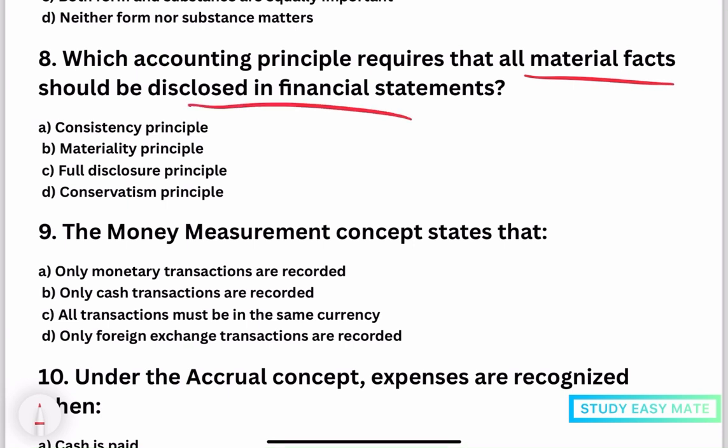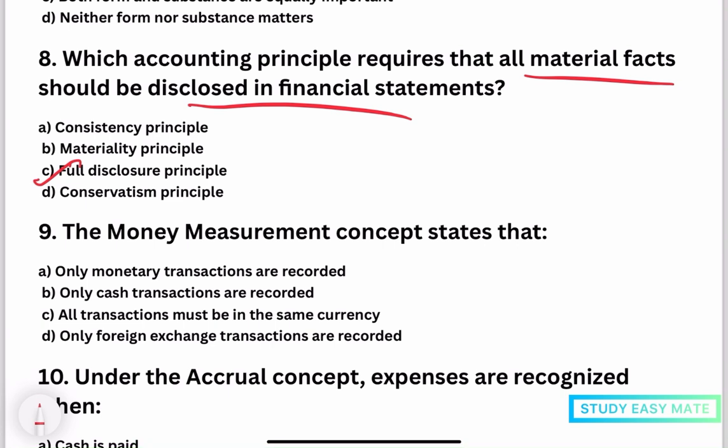So question number 8, which accounting principle requires that all material facts should be disclosed in financial statement. This is quite easy. Disclosed. Just look at the keywords and try to find out the answer. You won't be getting very tough questions on accounting principles. Mostly it would be all very basic. So try to be very clear with the concepts. So the answer will be full disclosure principle. What does it mean? That means financial statements should disclose all material information that would affect users' decisions.